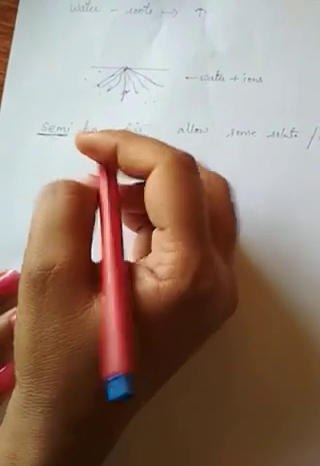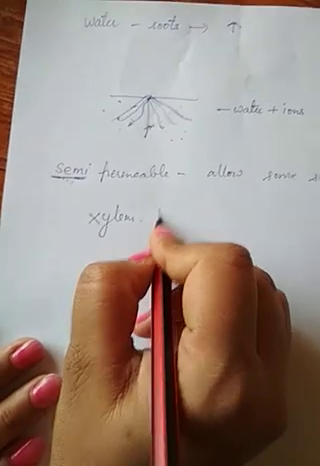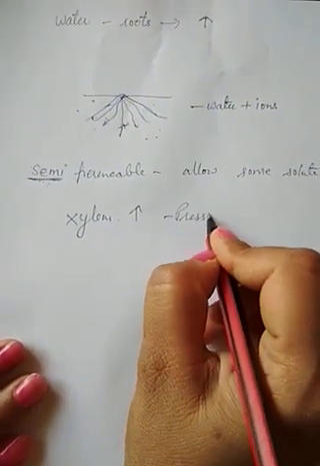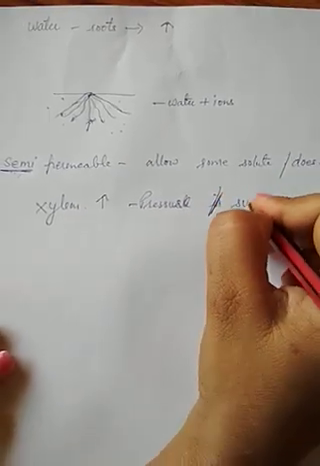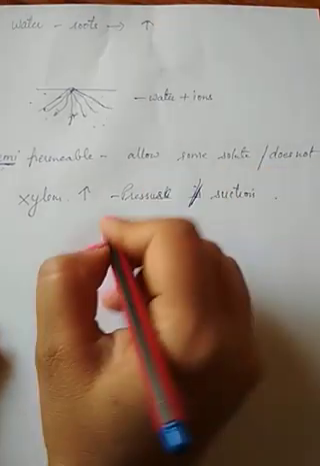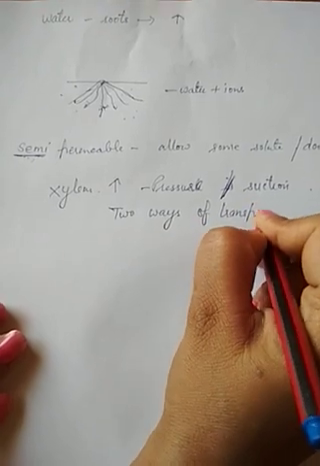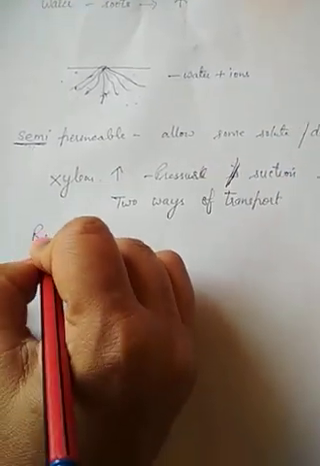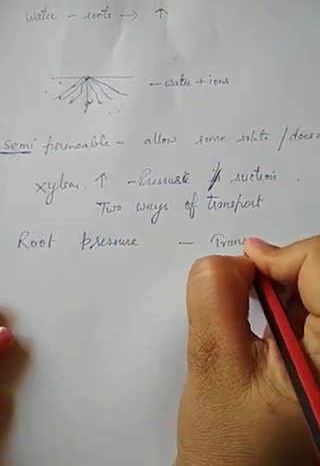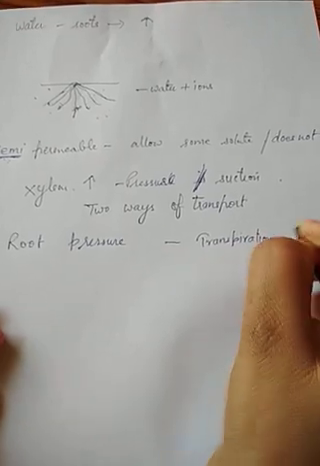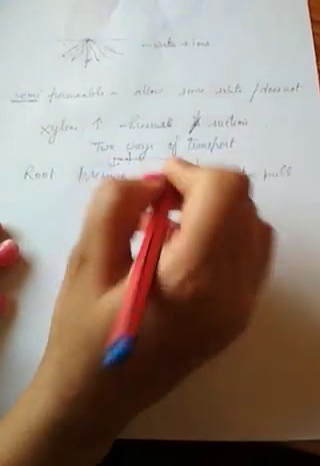Now as we know, water moves upward with the help of xylem tissue. So when the water is moving upward, some pressure or some suction is required. So there are two ways of transport in plants. Now what are these two ways? First is the root pressure and second is the transpiration pull. Now one by one we are going to take those topics. First is the root pressure and second is the transpiration pull.